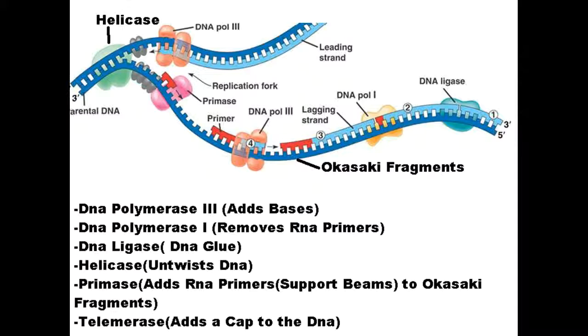DNA polymerase 3, which adds bases, DNA polymerase 1, which removes RNA primers, DNA ligase, which is the glue that prevents everything from flinging apart from each other, helicase, which untwists DNA, primase, which adds RNA primers, RNA primers are pretty much support beams which keep everything together, and telomerase, which adds a cap to the DNA once everything is therefore completed. These 6 enzymes are crucial to the successful copying of DNA.